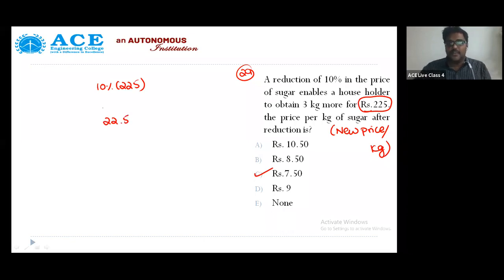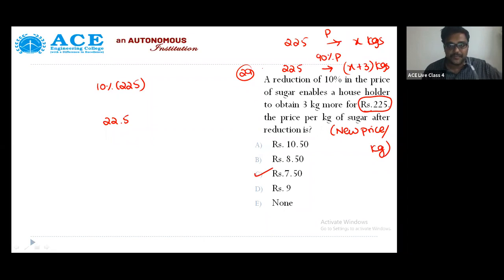Listen, everyone. You had 225 rupees. You went to one shop. Last month you were getting X kgs. But this month, as the price is reduced, you are getting 3 kgs more. Previously the price was something, now the price is 90%, the price is reduced. For the same 225 rupees you are getting 3 kgs more. Listen guys, this is actually a good concept oriented question. Focus.